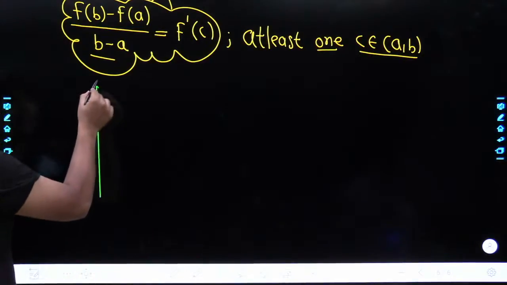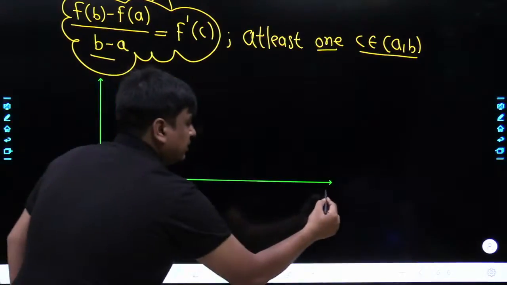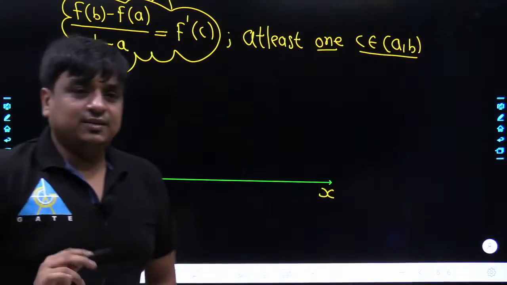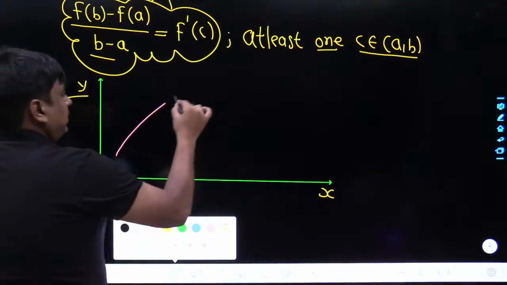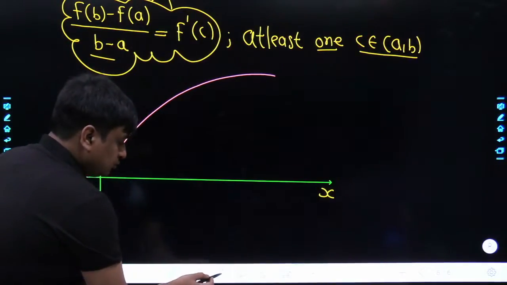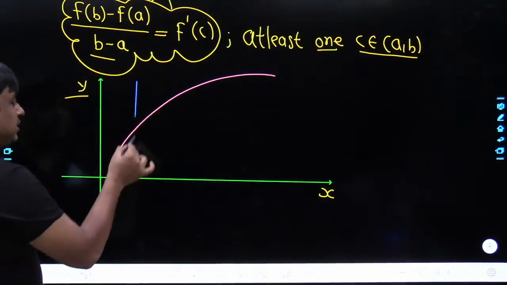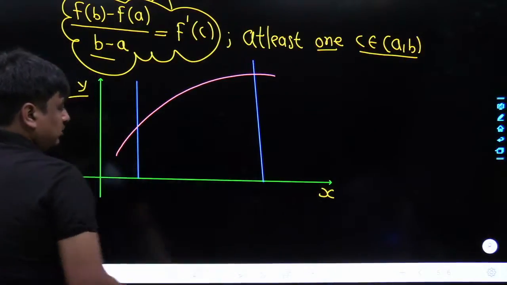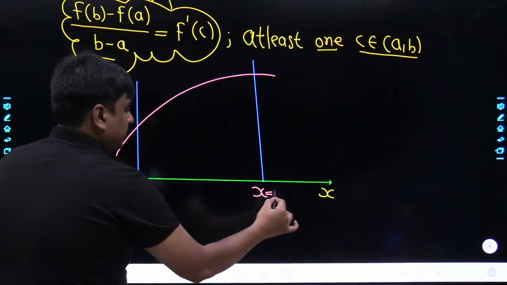See, I have again taken an xy plane. Let's take this as my x-axis, and this as my y-axis. Now what I have done is taken a continuous and differentiable function. Agreed? We have x equal to a, as well as x equal to b. Here we have x equal to a, and here we have x equal to b.